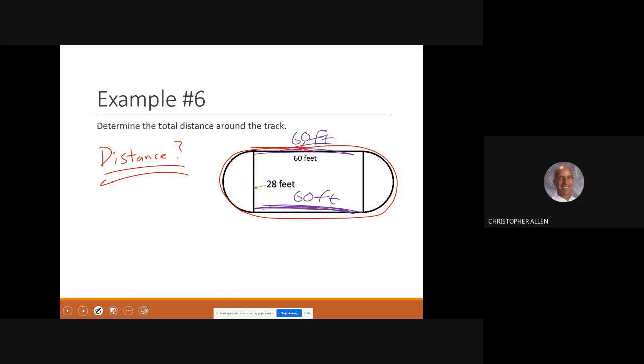Now, what do we have left? Well, what we have left is a circle. So now we just need to get the circumference. The circumference is equal to pi times the diameter. In other words, it's going to be pi times, and what is the diameter of this circle? Well, it's the distance across the circle, which is 28.